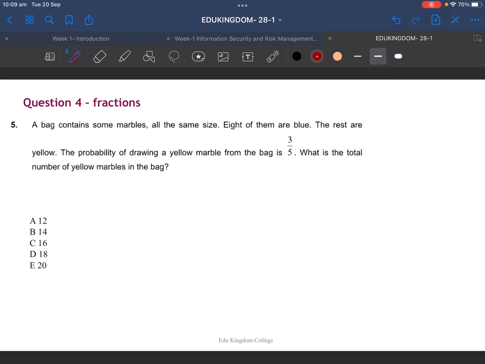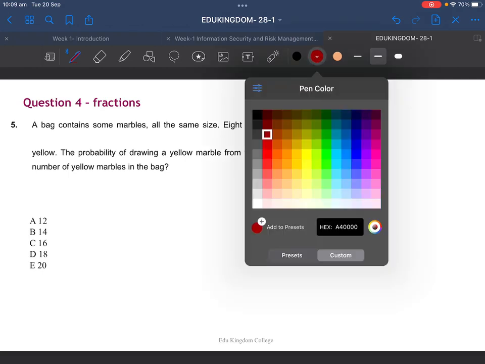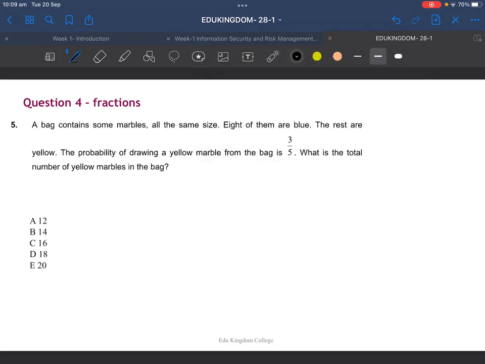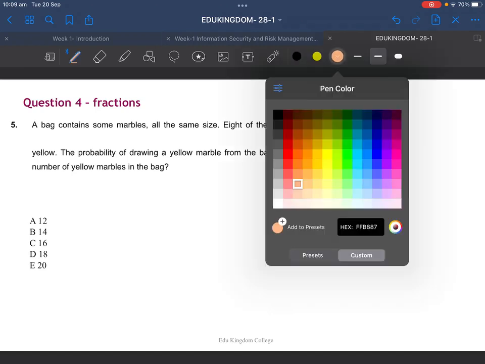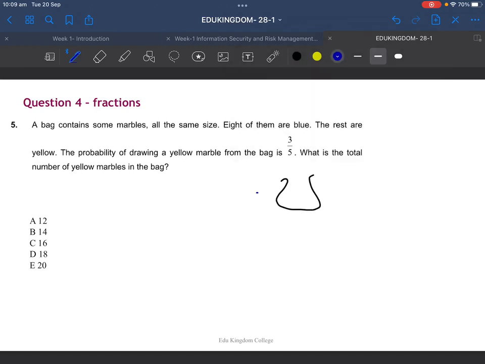Okay, let's draw the situation. Let's choose a nice yellow that we can all see. Hopefully that one you can see. Alright, so if we have a little bag, and we have 8 blue marbles. Let's change this to blue. 1, 2, 3, 4, 5, 6, 7, 8. And we have a mystery amount of yellow. So I'm just going to draw like that because we don't know how many there are.